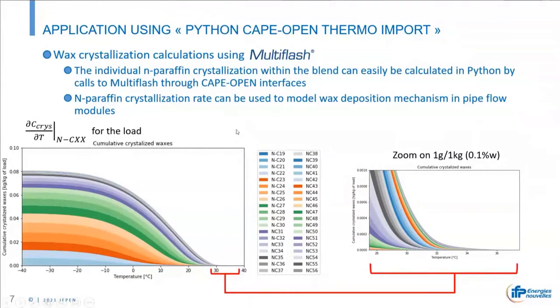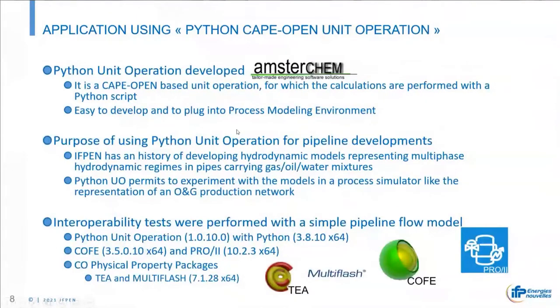If we move to the next slide. So the second application that I want to share with you is the use of the Python unit operation developed by Amsterchem. I think I was one of the first to test it, and it was really easy actually to use this Python unit operation and to plug the models that I have developed in Python within a process modeling environment.